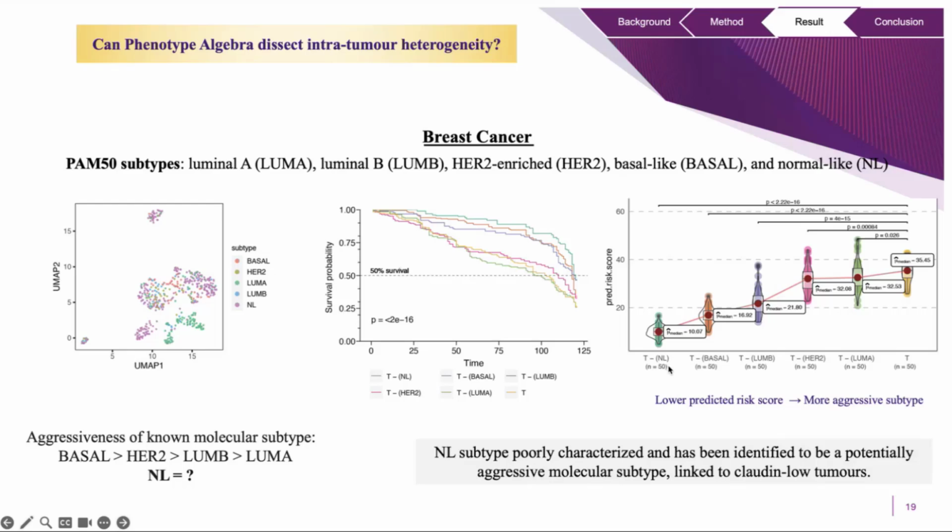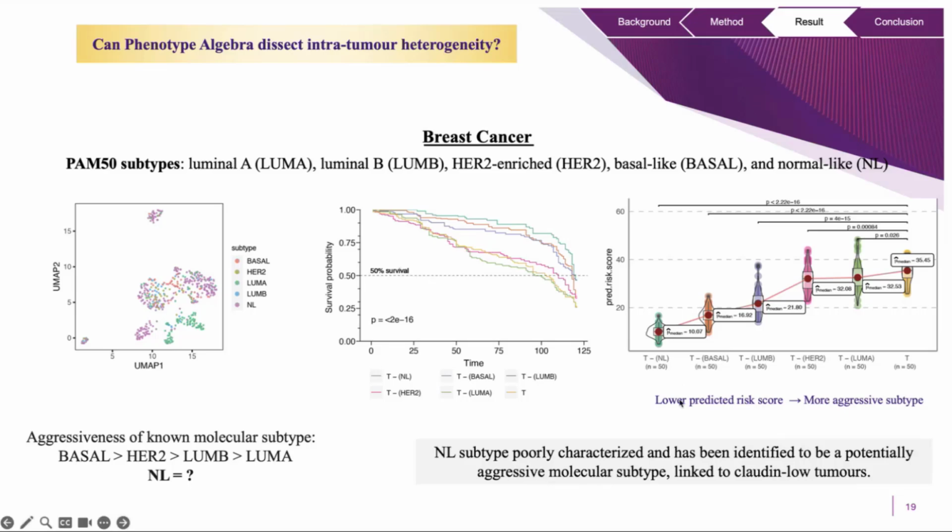And normal-like is still considered an artifact of sequencing, so they are called normal-like because they are assumed to be normal cells. But when we applied phenotype algebra on top of it, you can see that it lines up really well for luminal A, HER2, luminal B, and basal. But somehow it gives normal-like as the most aggressive type. Here it is a bit of a flip, because we are subtracting the clone from the whole tumor and then calculating how the survivability improves. So the lower the predicted risk score is, the more aggressive that subtype is.